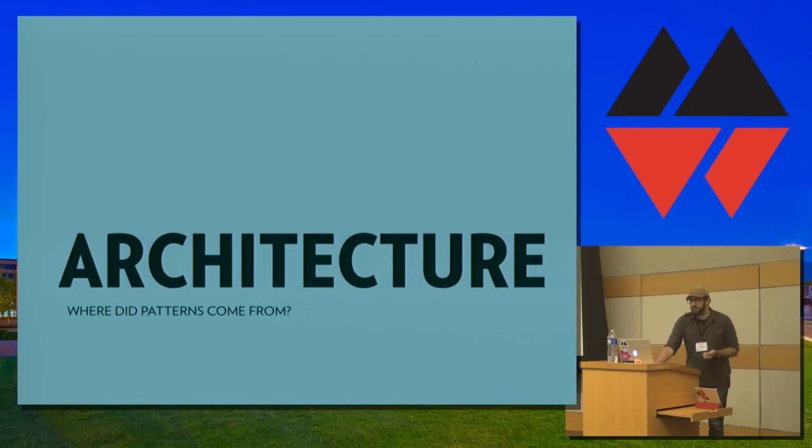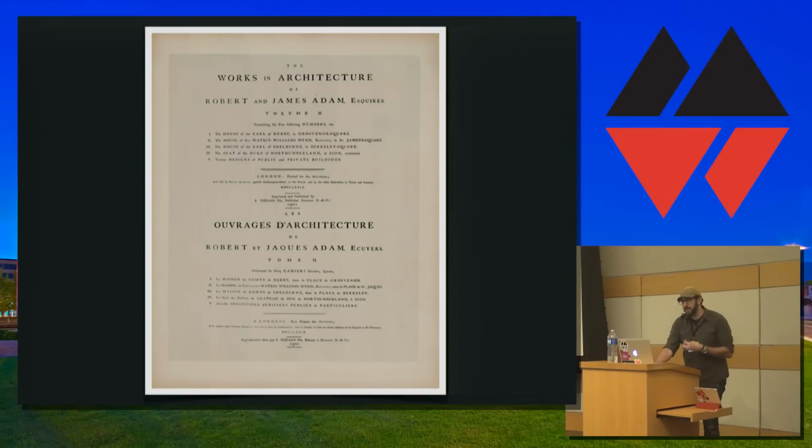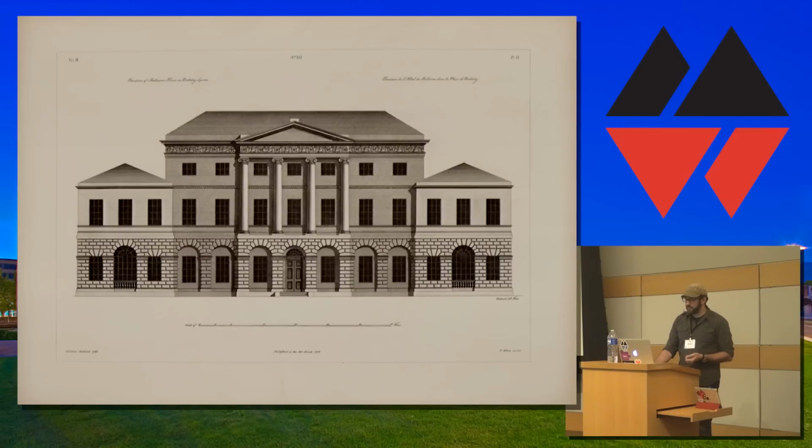So where did these things come from in architecture? Patterns, in the 17th and 18th century, came out of pattern books. Pattern books were effectively somebody's portfolio. This happened to be Robert and James Adam, who are two of the more famous neoclassical architects. They would basically publish various drawings from structures they had built, because back in the day you couldn't really do photographs, things of that nature.